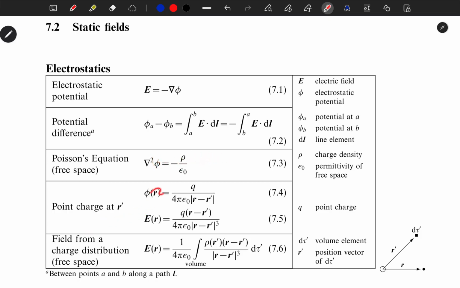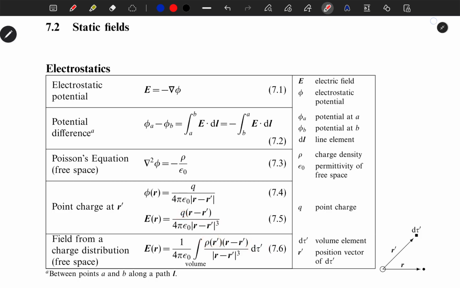For a point charge, the potential and electric field can be calculated like this: potential is Q by 4 pi epsilon 0 times 1 by the distance. For the electric field, that will be Q by 4 pi epsilon 0 times r unit vector by r square. For a field from a charge distribution, in place of Q we replace with rho times d tau with an integration sign.